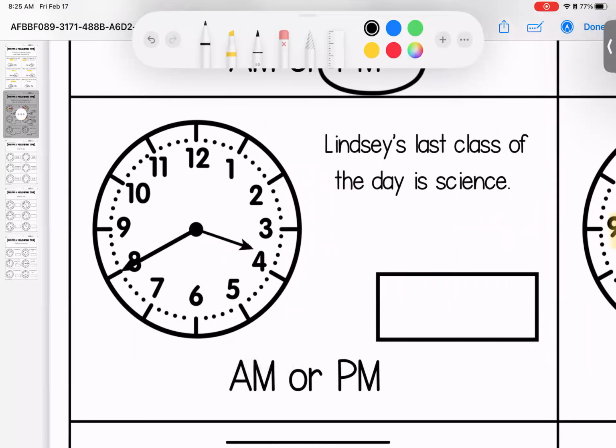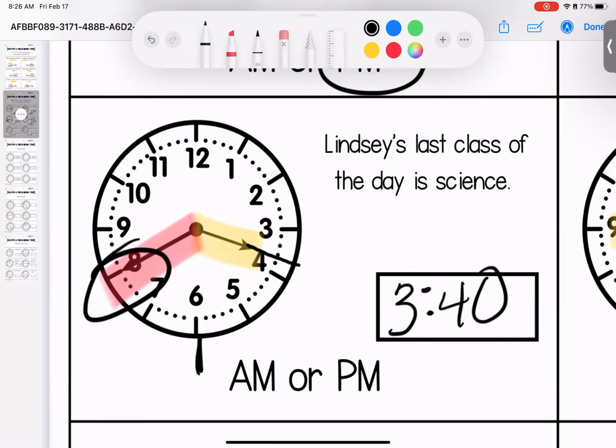Lindsay's last class of the day is science. Let's see what time it happens. We're going to extend this. We're going to make our hour hand and our minute hand stand out. Now, this looks like it's almost to the 4, but not quite. We're in the 3 o'clock hour. With the hour, we look to see what time it is touching or what it has passed. Minute, if we start at the 30, 35, 40 minutes. 3:40, last class of the day, 3:40 p.m.